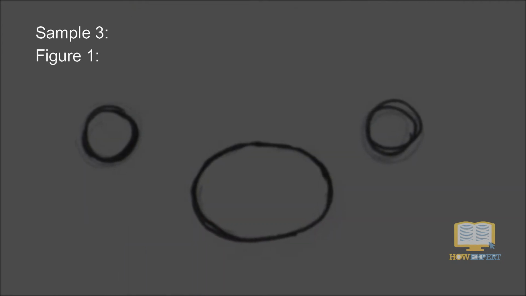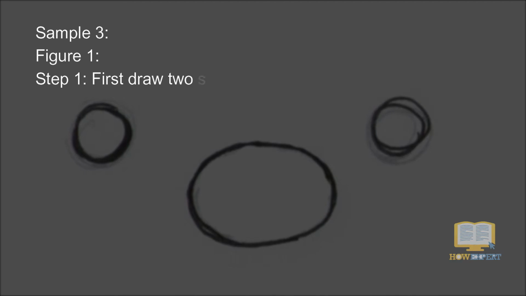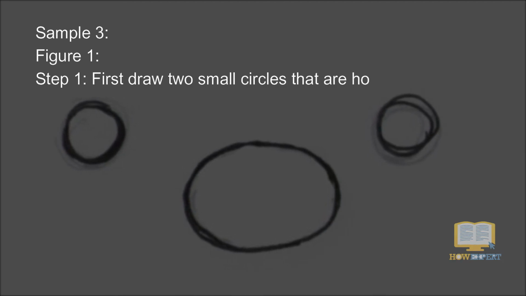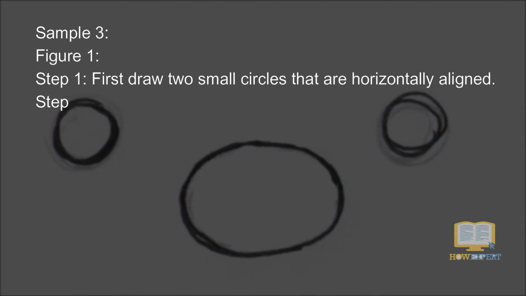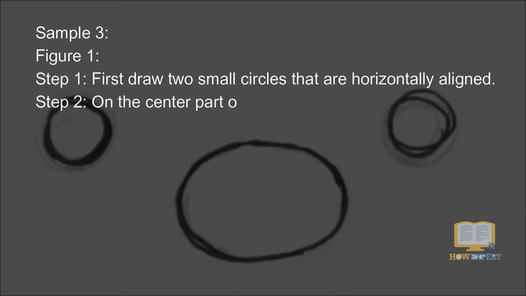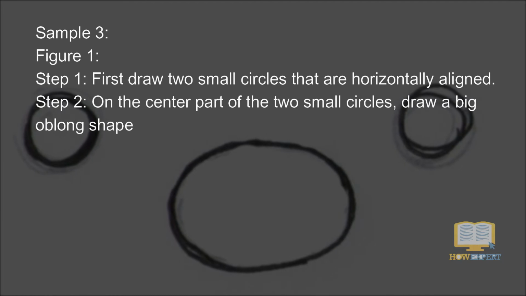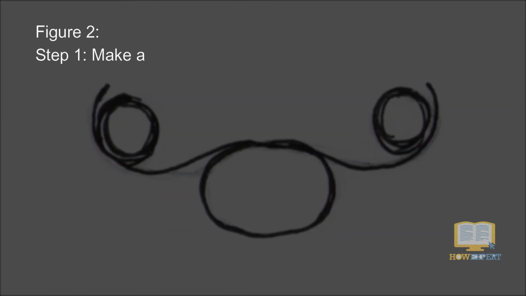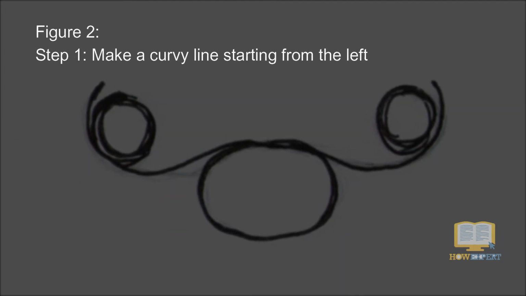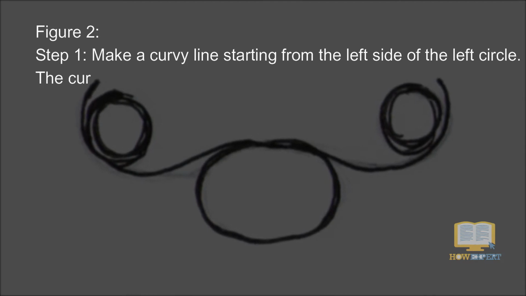Sample 3. Figure 1. Step 1. First, draw 2 small circles that are horizontally aligned. Step 2. On the center part of the 2 small circles, draw a big oblong shape. Figure 2. Step 1. Make a curvy line starting from the left side of the left circle.